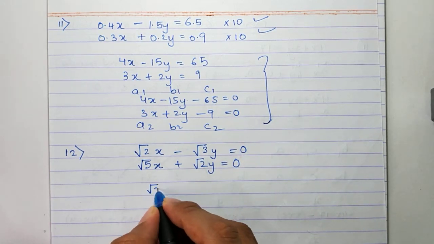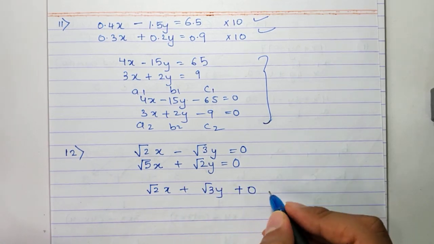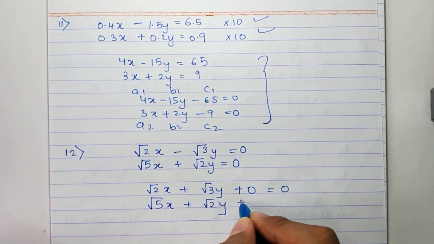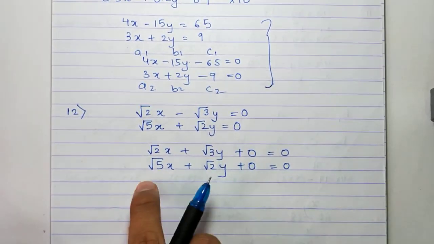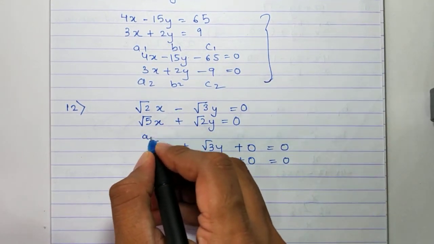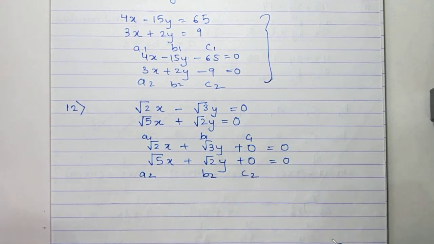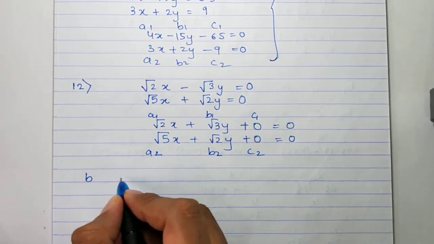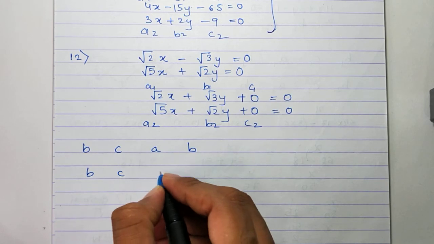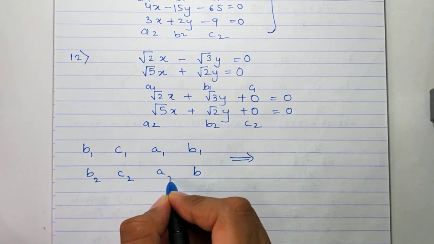You can write it like this: root 2x minus root 3y plus 0 equals 0, and root 5x plus root 2y plus 0 equals 0. You don't have that number here; this is just to make you understand. Even if you don't write this plus 0, it is okay. Now this is a1, b1, c1, a2, b2 and c2, correct? So I will write a, b, c, a, b, c. The first one is 1, the second is for equation 2.